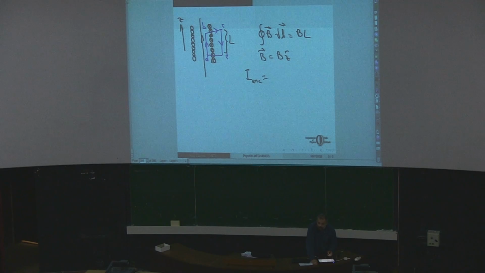Well, each one of these coils, let's say it's carrying a current I. There are n of them. This is the number of rings within a length L.